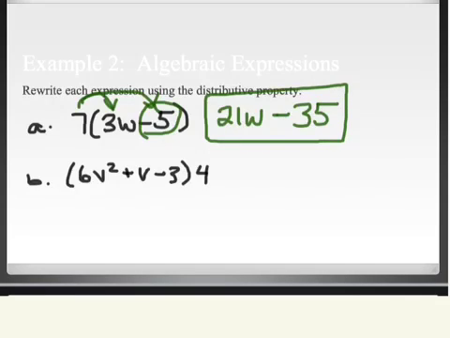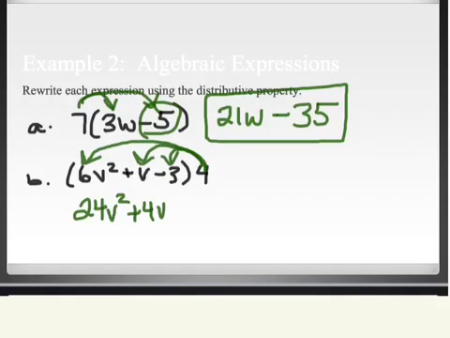Example B is always kind of awkward because the value is on the right side, but again, whatever number is out there that needs to be multiplied, we're going to multiply it by each term inside the parentheses. So this becomes 24v squared plus 4v minus 12.